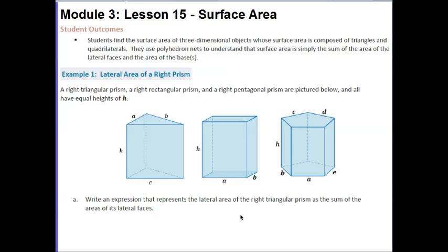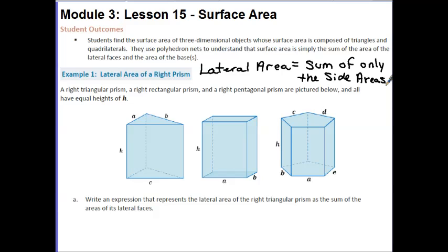The first thing we need to understand here is the vocabulary term lateral area. The lateral area excludes the area of the top and bottom figure here, in this case, this triangle here, and this triangle here. So when we're asking for the lateral area, we're really adding up all of the faces excluding the base and the top.